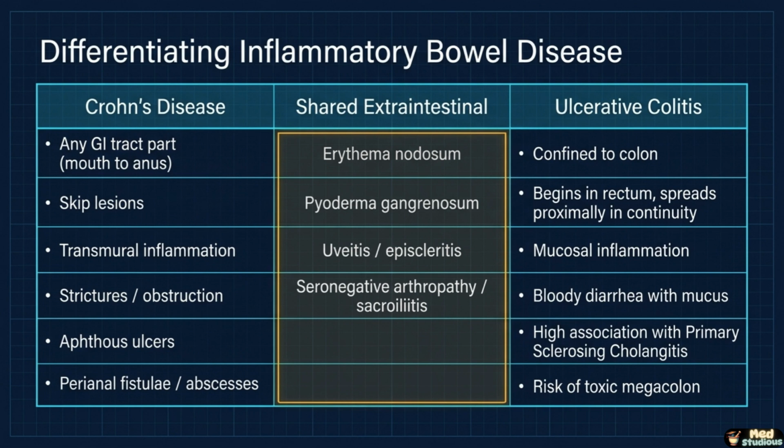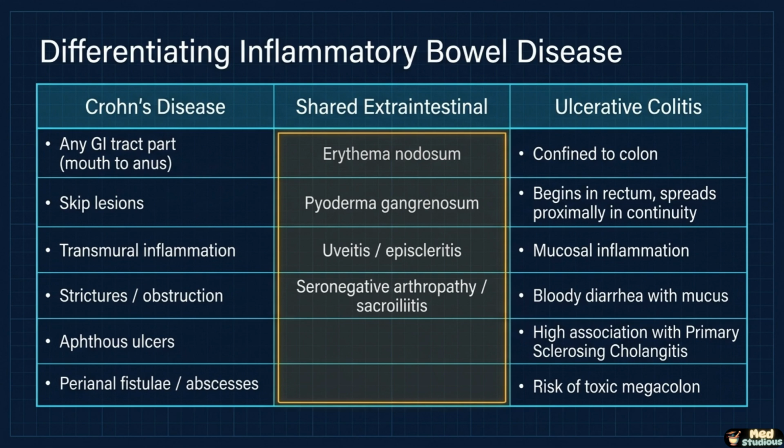Ulcerative colitis, by contrast, is confined strictly to the colon, beginning at the rectum and spreading proximally in an unbroken, continuous pattern, with inflammation limited to the mucosa producing its hallmark symptom, bloody diarrhea with mucus. The two diseases share an important set of extraintestinal manifestations that are extremely high yield across every major exam. Erythema nodosum, pyoderma gangrenosum, uveitis or episcleritis, and seronegative arthropathy with sacroiliitis can appear in either condition.